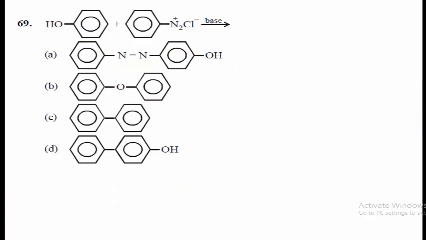69th, phenol plus phenyl diazonium chloride in presence of base, what does it give? This reaction you have studied, so I will directly write the reaction. What will you get? You will get an azo dye, that is given like this. So this is the azo dye that you will get. So which option is right here? Option A.